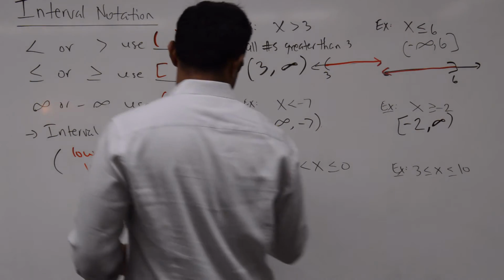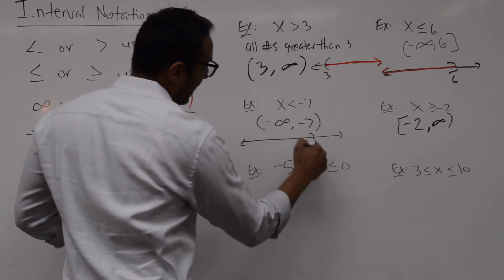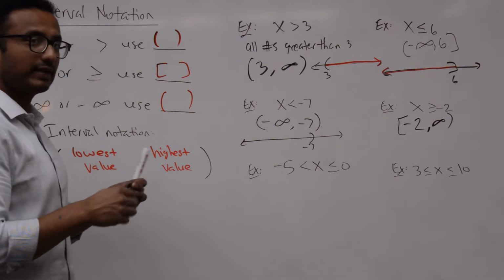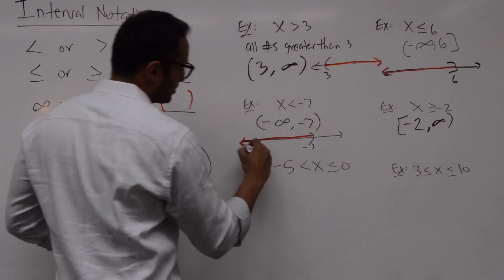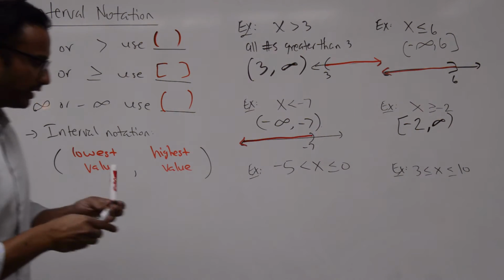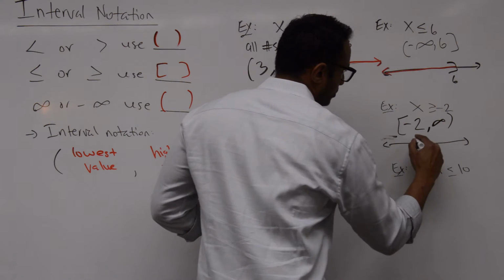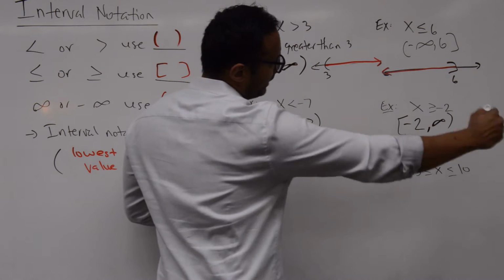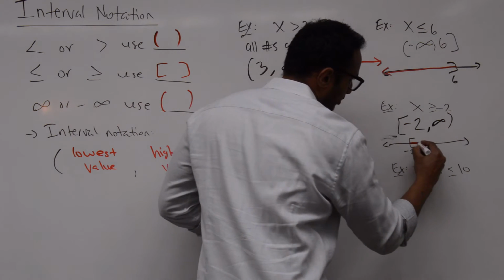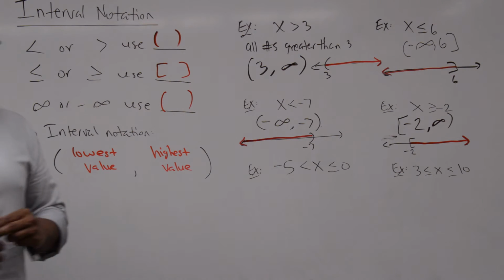What do these graphs look like? Here, the highest point is negative 7 because you want all the values to be less than negative 7, and it's going towards negative infinity because the numbers get smaller and smaller. Here, we start at negative 2, so we're going to have a bracket on negative 2. Since you want all the values greater than negative 2, like negative 1, 0, 1, 2, 3, 4, 5, we're going to have an arrow going that way.